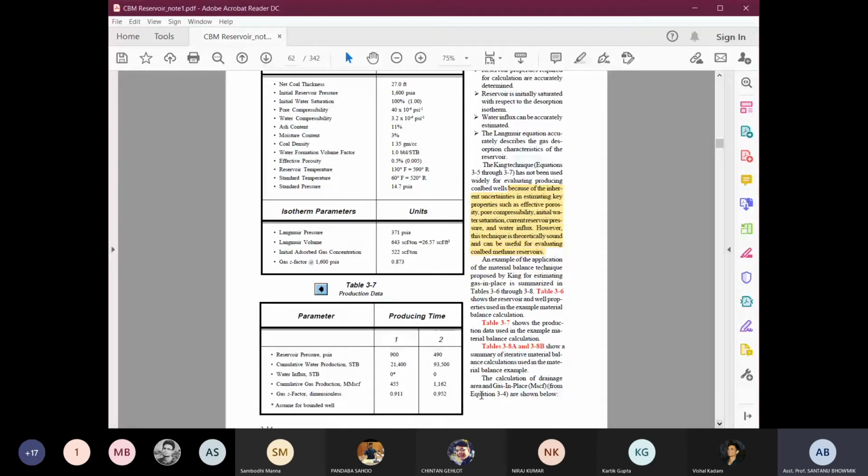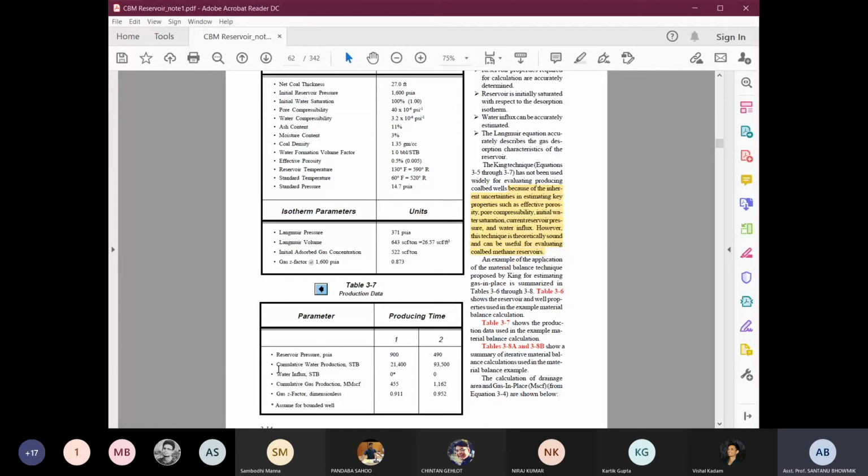These are called the isotherm parameters: Langmuir pressure, Langmuir volume, and initial adsorbed gas concentration, for which you can take some value, or maybe take it from the desorption intensity testing. For simulation you can give the value from whatever you have taken from laboratory testing. Then the initial gas concentration and the Z factor. Z factor is the compressibility factor, which is defined at some temperature and some pressure.